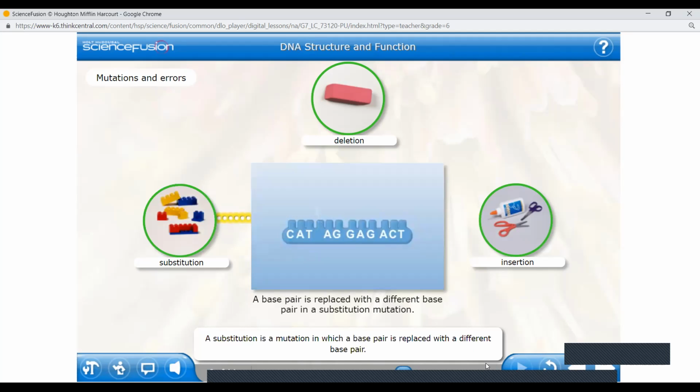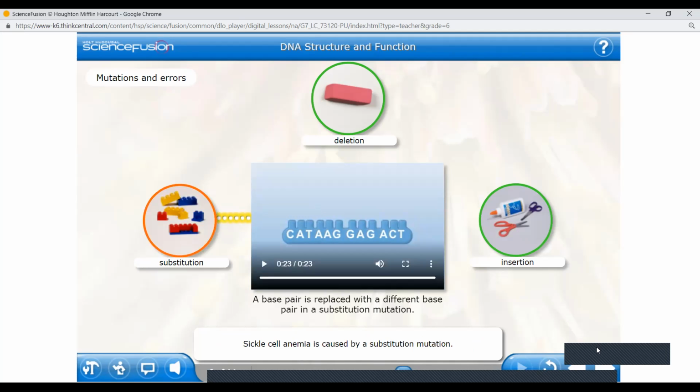A substitution is a mutation in which a base pair is replaced with a different base pair. A substitution is like changing a letter in the middle of a sentence. Substitutions are the most common type of mutation. Sickle cell anemia is caused by a substitution mutation. See the substitution mutation? That is where the sickle cell anemia is caused.